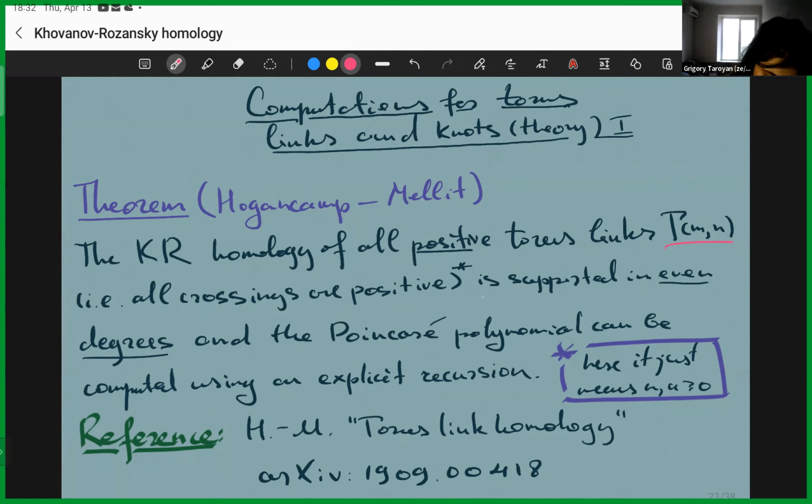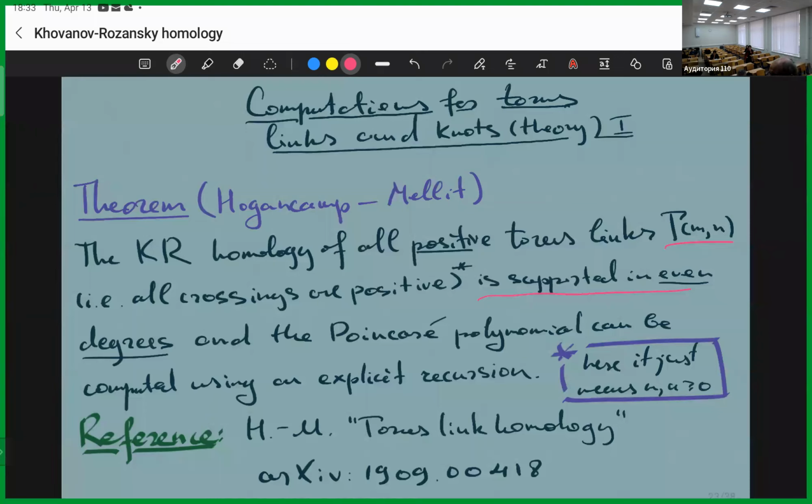The key theorem is that the Khovanov-Rozansky homology is supported in even degrees, and the Poincaré polynomial can be computed using an explicit recursion. As you probably saw, the Khovanov-Rozansky homology is very difficult to compute because of this huge Rouquier complex construction, which grows exponentially with the number of crossings. Each time you multiply by a segment, you add an additional dimension to the cube.